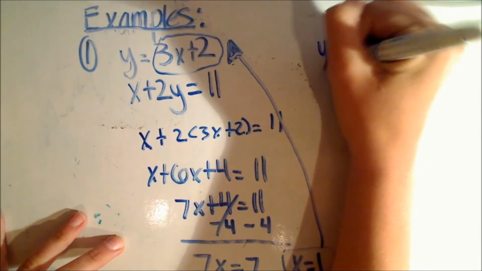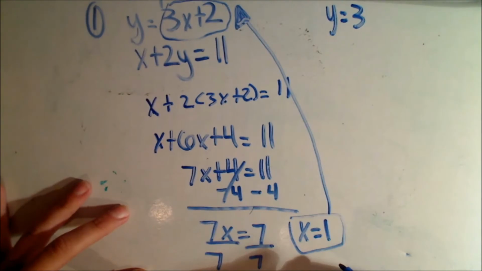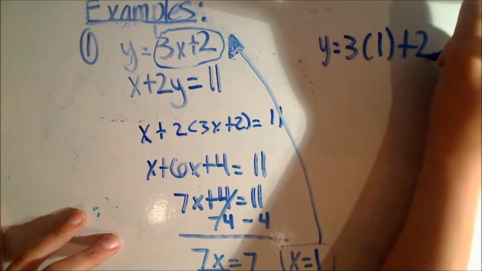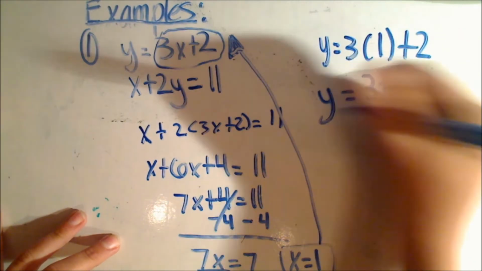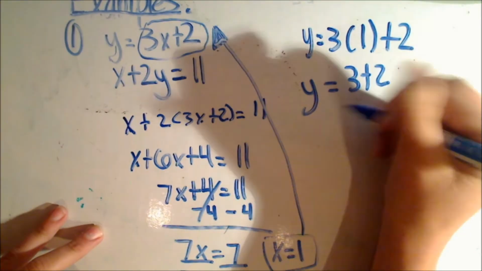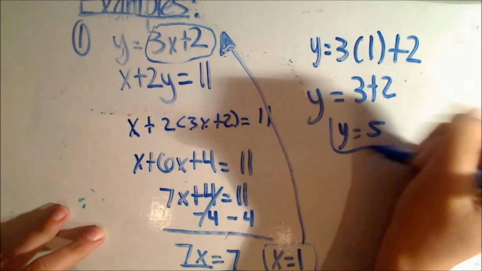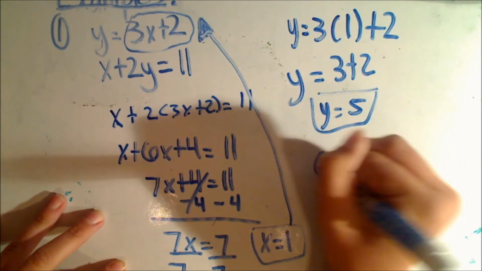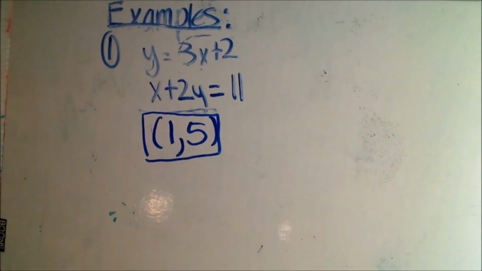So it's going to be y equals 3 times x, and x equals 1. So we're going to plug that in: 3 times 1 plus 2. So y equals 3 plus 2, and 3 plus 2 equals 5. So y equals 5. And that really means 1, 5. So we got the answer 1, 5.